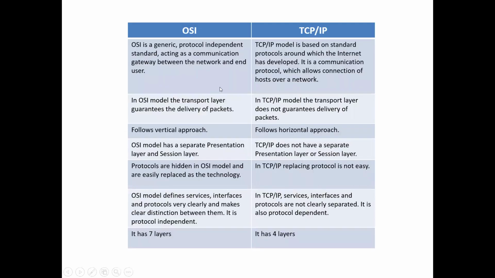Differences between the OSI reference model and the TCP/IP reference model. The first difference is that the OSI reference model has 7 layers and the TCP/IP reference model has only 4 layers. The session layer and presentation layer are not present in the TCP/IP reference model.